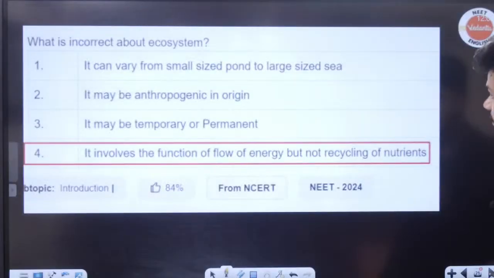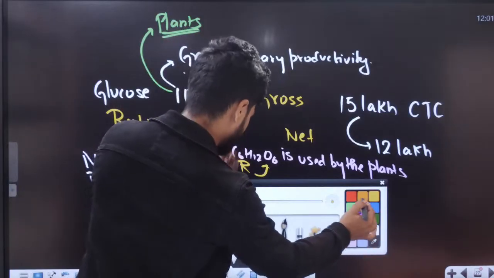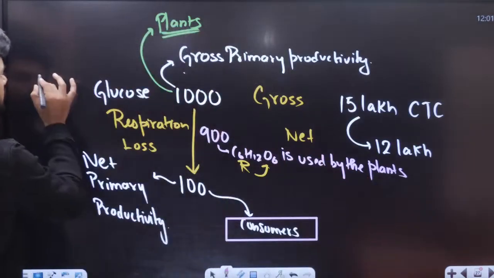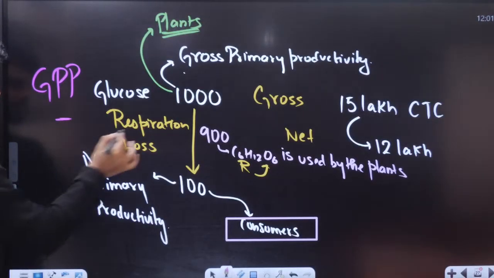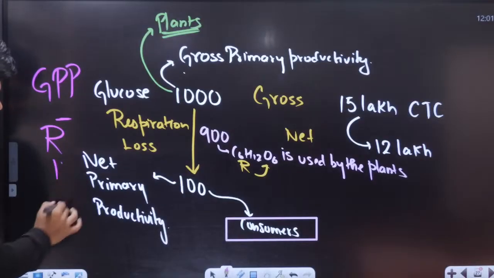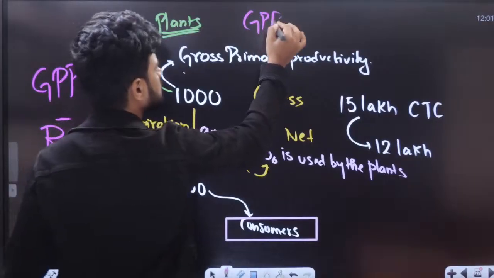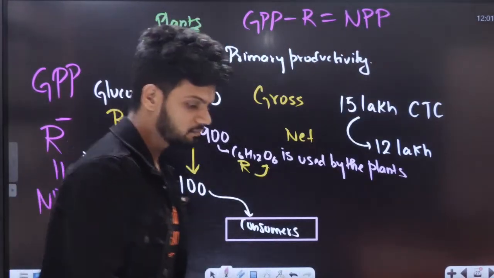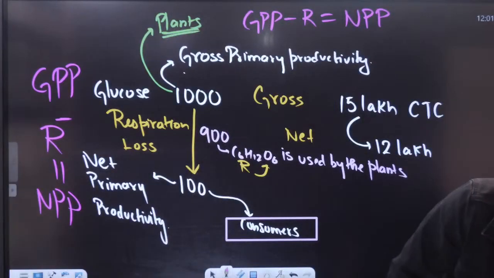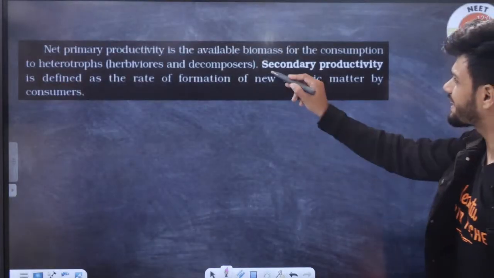So students, what is this? This is basically GPP right here. GPP minus R, you get the NPP. So GPP minus R equals NPP. Done. Understood, all of you? GPP minus R is equal to NPP. Okay. Then what is secondary productivity then?